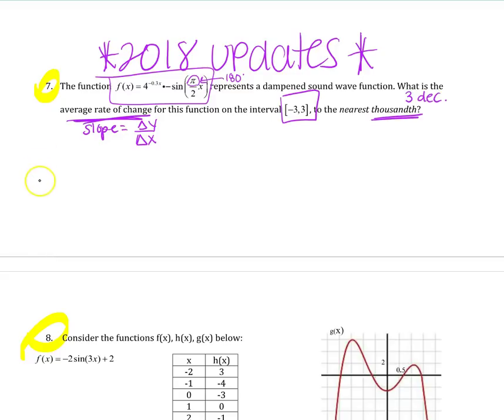So when we plug in -3, I'll have 4 times -0.3 times x, which was again -3. Whoopsies.